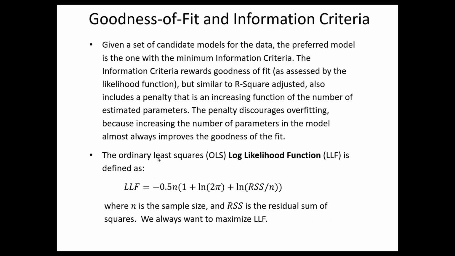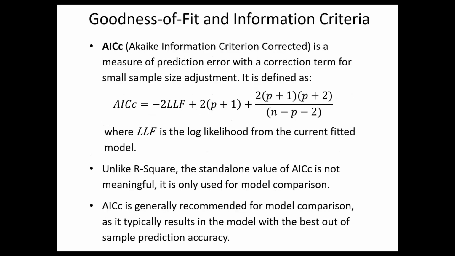However, even better yet, getting into what is new, are the information criteria. It's similar to R square adjusted in that it includes a penalty that is an increasing function of the number of estimated parameters, but it uses what's called the log likelihood function. Again, I'm not going to get into the formula details, but this is the ordinary least squares log likelihood function, and this is kind of the heart and soul of the information criteria measures.